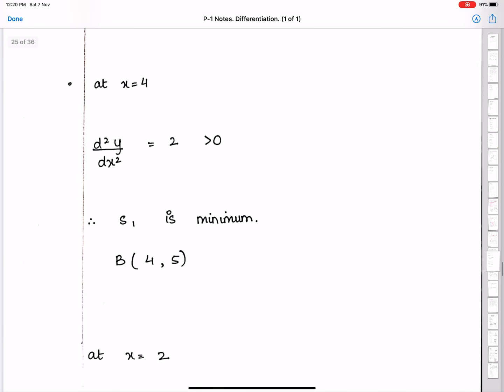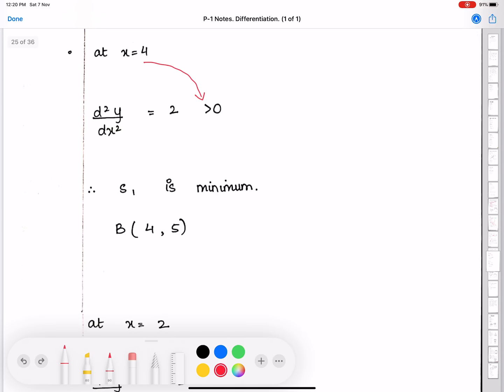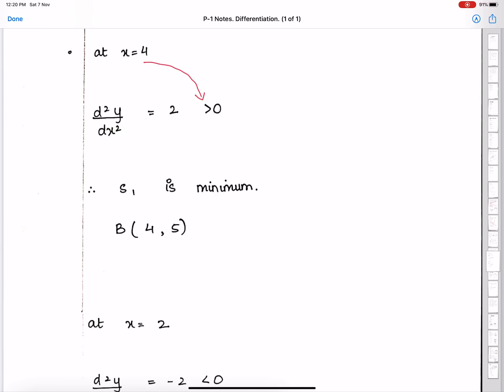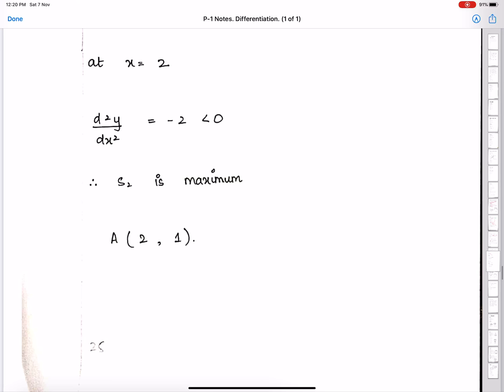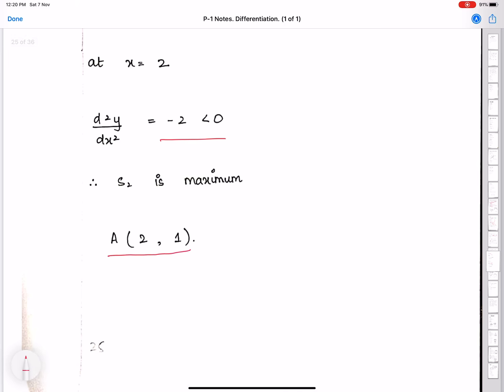At x equals 4, the second derivative is positive. Therefore, (4, 5) is a minimum point. This is the way to check the nature. If the second derivative is positive, then the point is minimum, and the value is also minimum. At x equals 2, the second derivative is negative. Therefore, this point A is a maximum point.